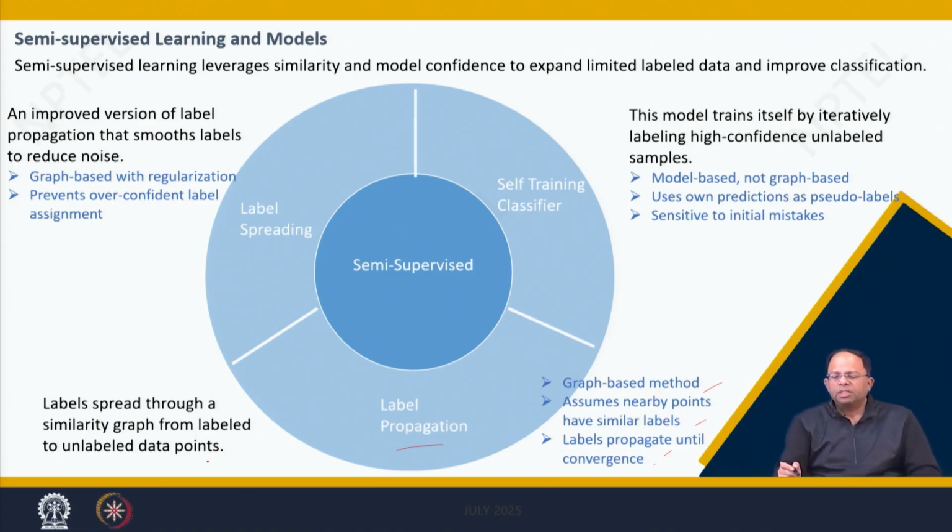Next, the self-training classifier. This model trains itself by iteratively labeling high-confidence unlabeled samples first. It is not graph-based but model-based, and it uses its own predictions as pseudo labels. The problem is that if there are wrong predictions initially, the problems will increase, so it is sensitive to initial mistakes. And finally, we have label spreading. It is an improved version of label propagation, which smooths labels to reduce noise. Again, it is graph-based with regularization, and it prevents overconfident label assignment.